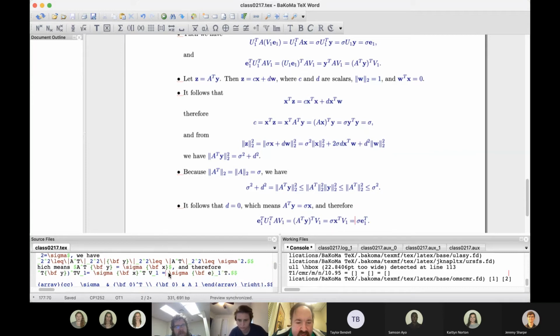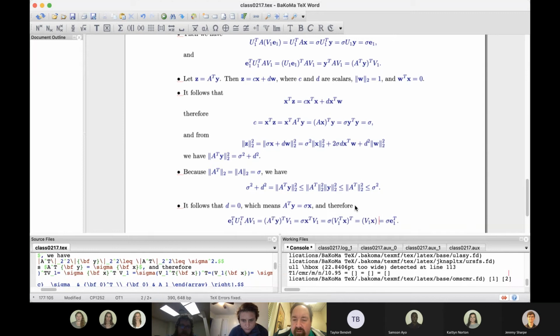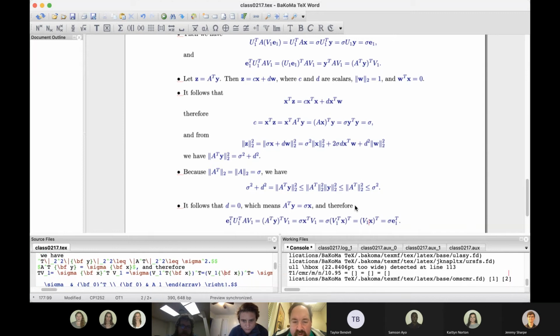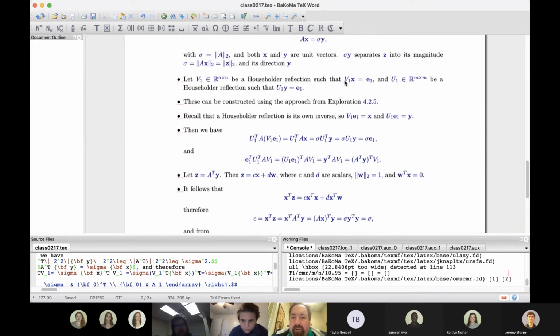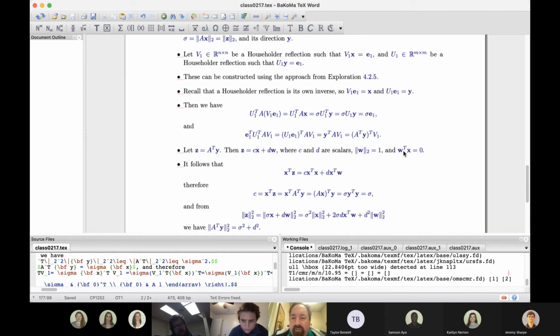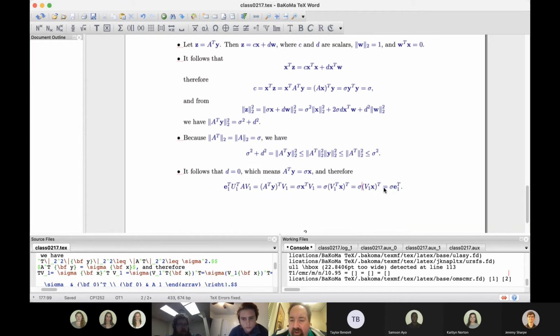But that's the same as V1 transpose X, the whole thing transpose. But V1 is its own inverse. Well, it is its own inverse. It's also its own transpose. And from what we have up above, V1 X is E1. So now I have E1 transpose.